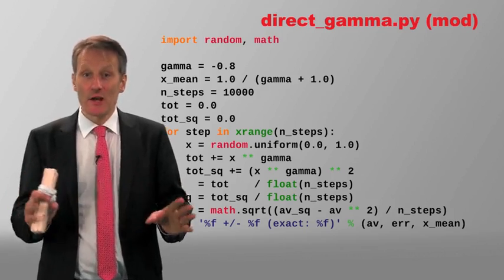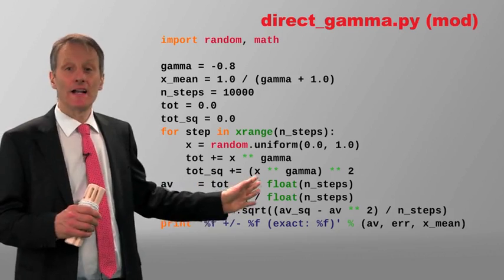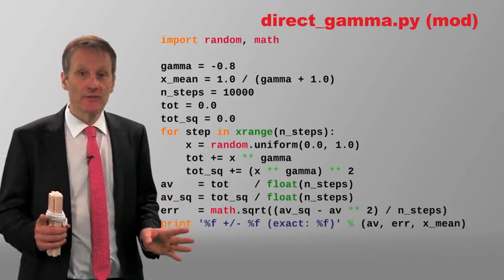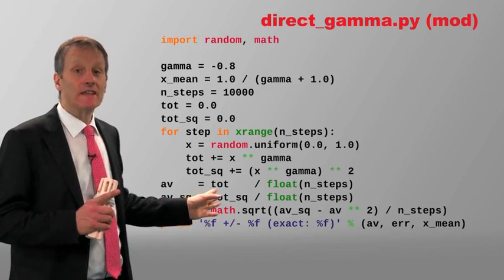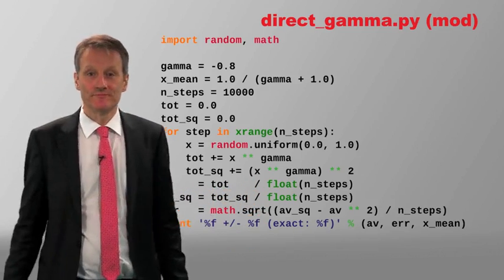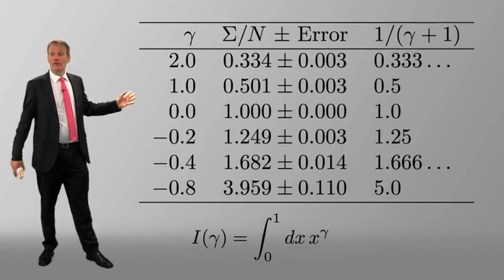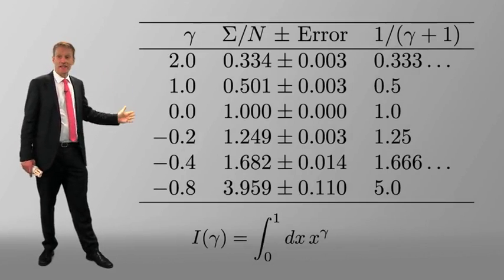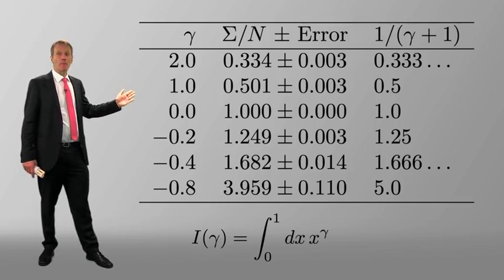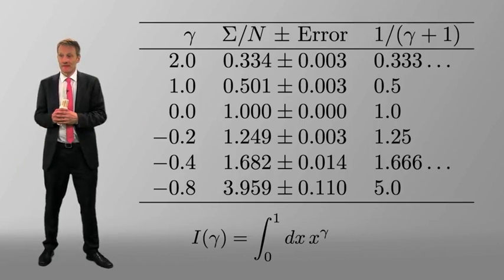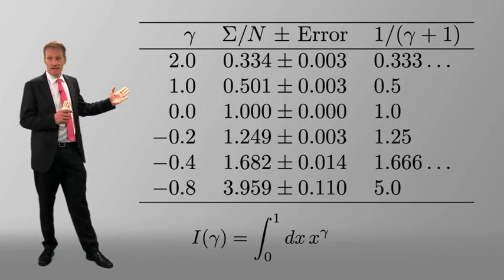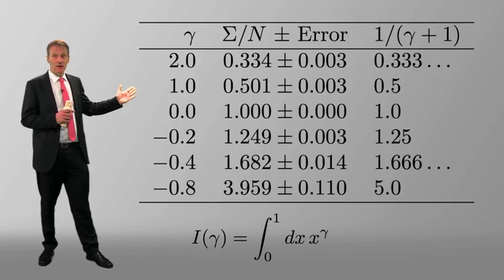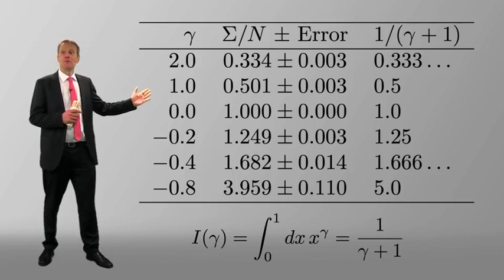You notice that here we have a direct sampling algorithm, not a Markov chain sampling algorithm, so that the Gaussian error analysis is okay. So output of this program directgamma.py is shown here for gamma equals to 2, 1, 0, minus 0.2, minus 0.4, minus 0.8. You see that most of the time the outcome of the integral plus or minus the error agrees with the analytical result.